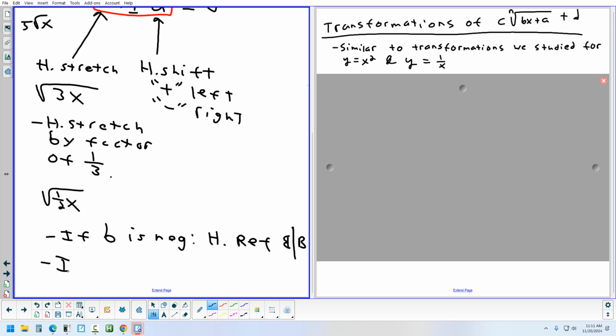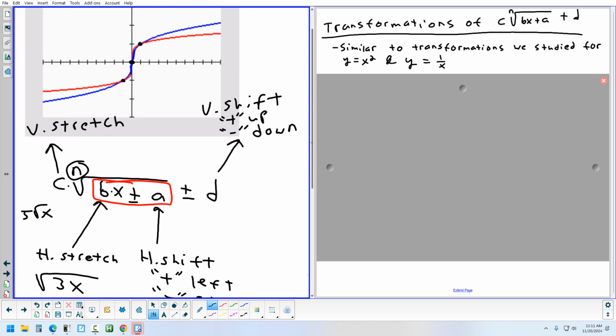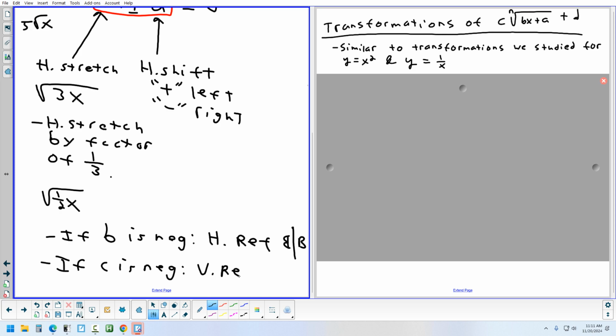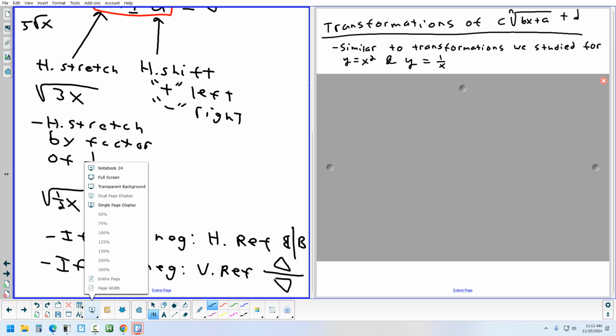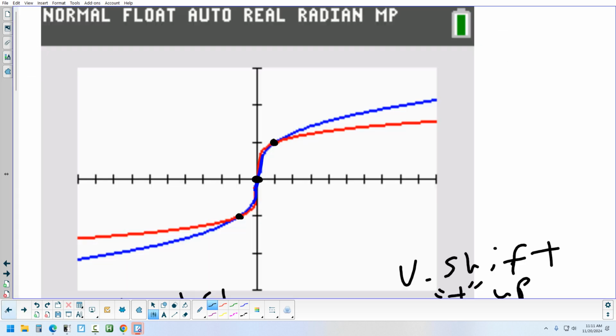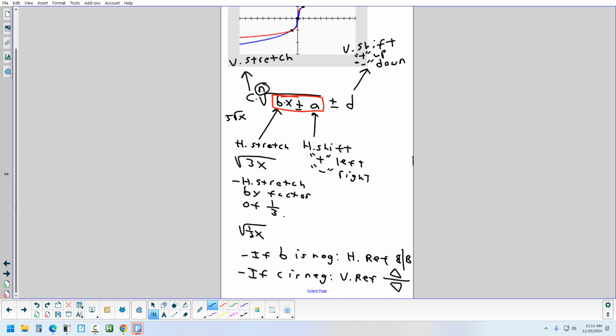All right. Now, how about if C is negative? What would that be? Yeah, that would be a vertical, because C affects vertical stuff. And if C is negative, it would be a vertical reflection. Vertical reflection would look something like this, that's usually my standard example. It would flip up to down, which is over the x-axis. Okay, so now that is all the transformations. You generally don't have all 6 in the same problem. You could, but generally you don't.